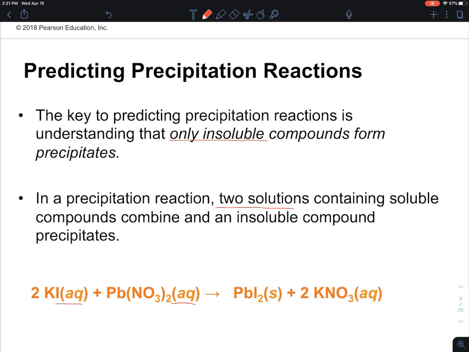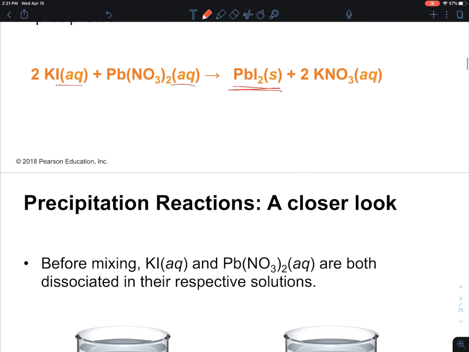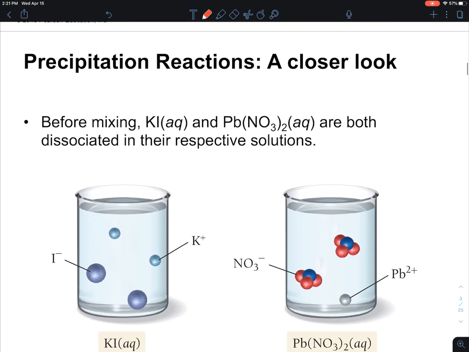A precipitation reaction occurs when you mix two soluble things and an insoluble compound precipitates. So in this example, you mixed potassium iodide and lead nitrate, and you made lead iodide, which is insoluble, which is a solid. All right, and it kind of looks like this.